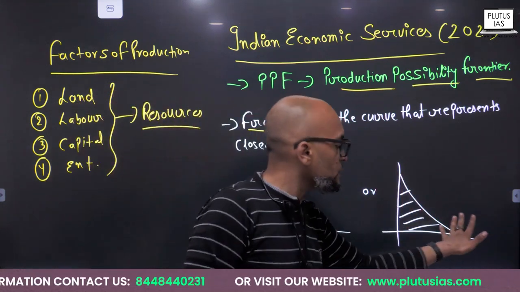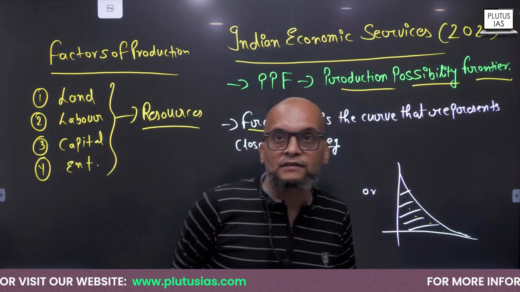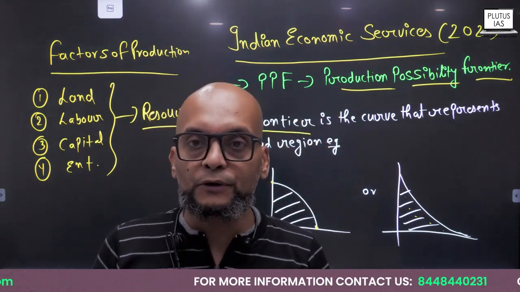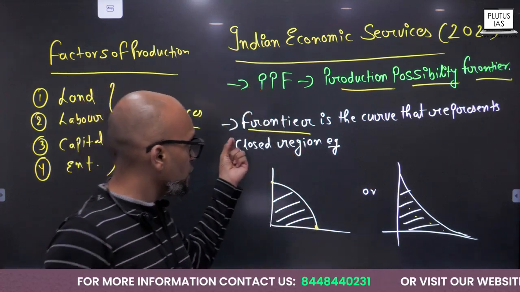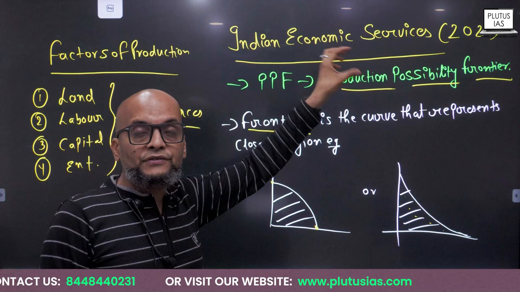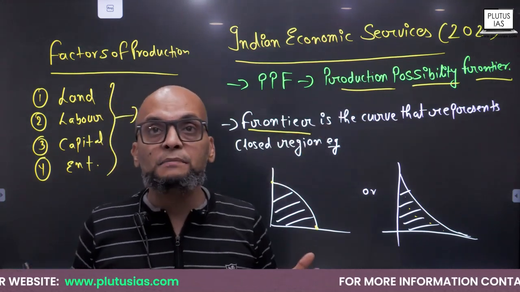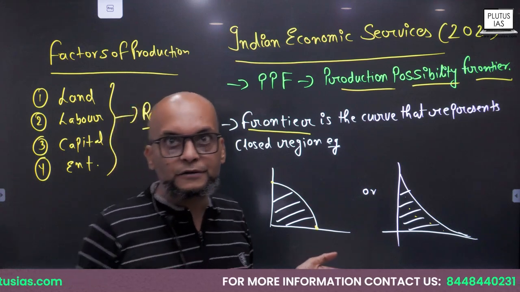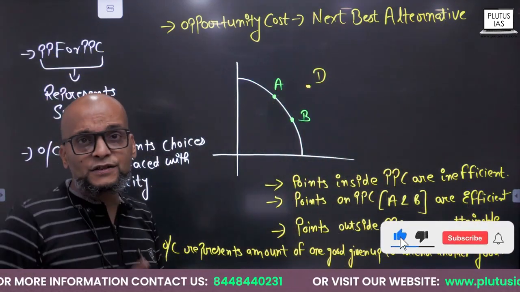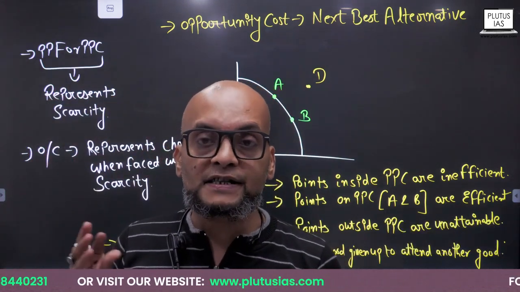Look here, again I have drawn a curve. The region enclosed inside this curve will be referred to as the frontier. Understood my point? So the name itself suggests Production Possibility Frontier, a curve that is going to tell us the different possibilities of production. Understood? Let's proceed.